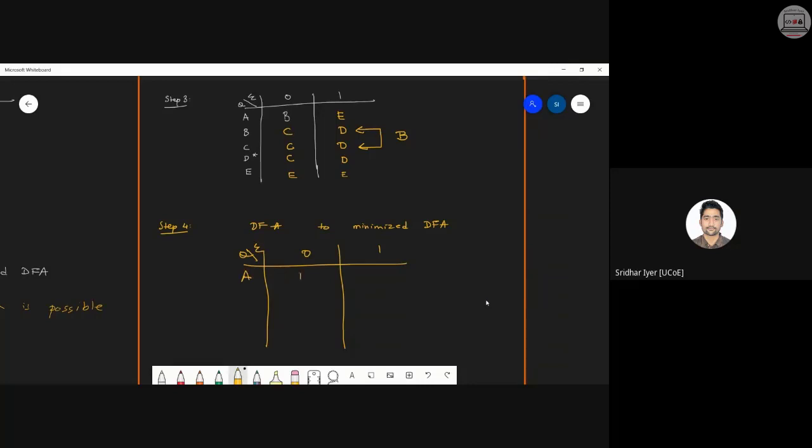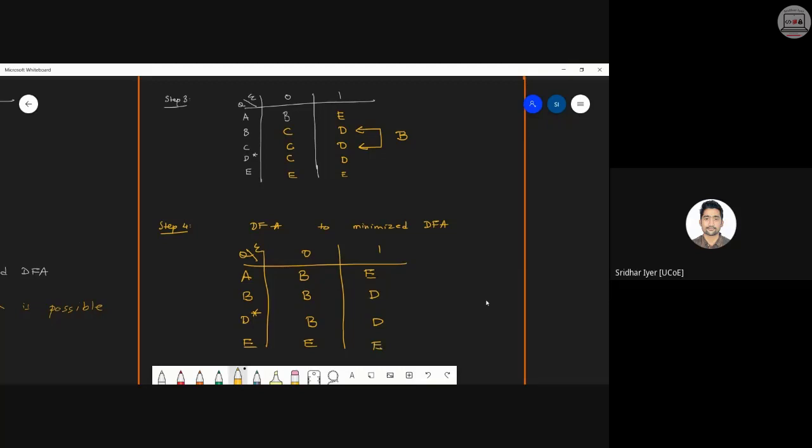A doesn't need any changes, so A will remain the same. Now B and C have been combined, so wherever there is C, we have to write B. Okay, it doesn't need any change. D is your final state. It will be B comma D, and last E. E is nothing but E comma E.